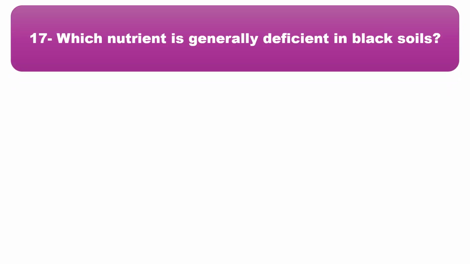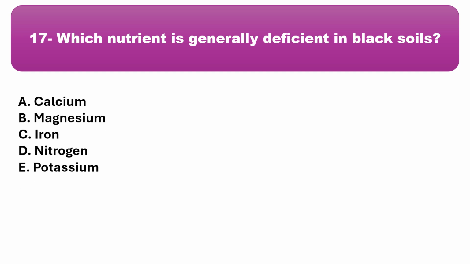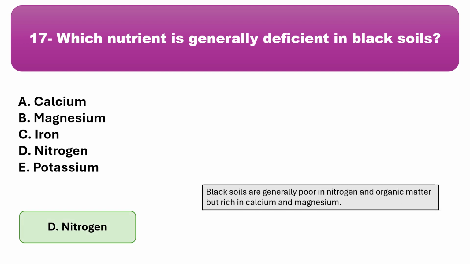Next question. Which nutrient is generally deficient in black soils? And the correct answer here is nitrogen. See, the black soils are generally poor in nitrogen and organic matter, and rich in calcium and magnesium.